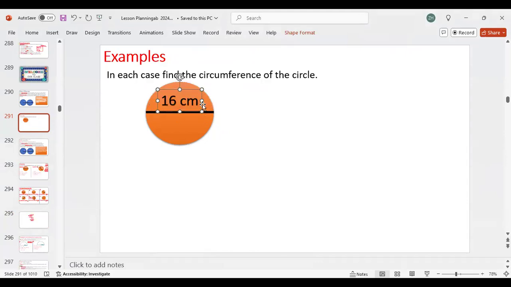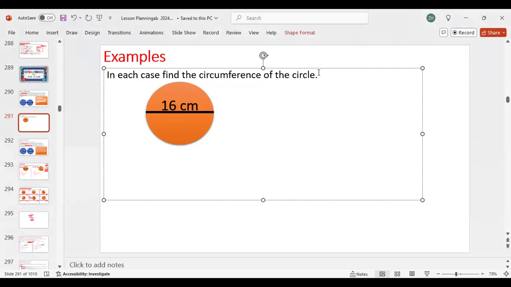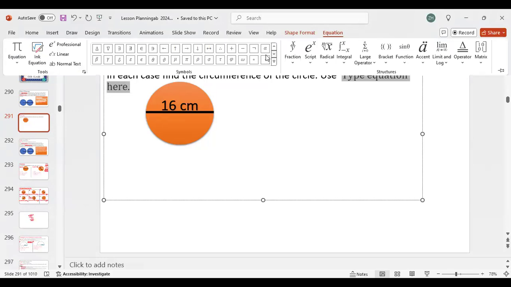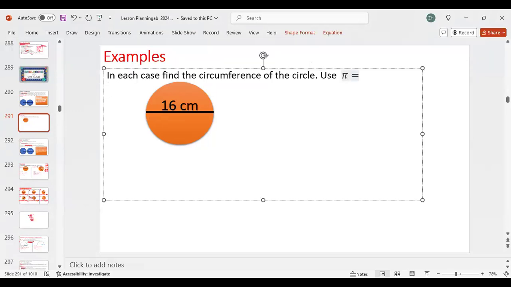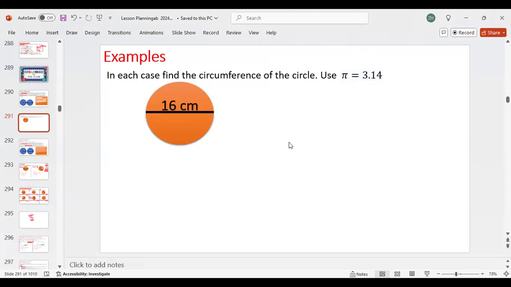Put your hands inside the chat if you think you know how to do it. You don't have to wait on me. But in this question, Mike, I just say use pi as 3.14. So we're gonna use pi. So use pi as 3.14. So pi is equal to 3.14. All right, so you can put your hands inside the chat if you know how to do it.